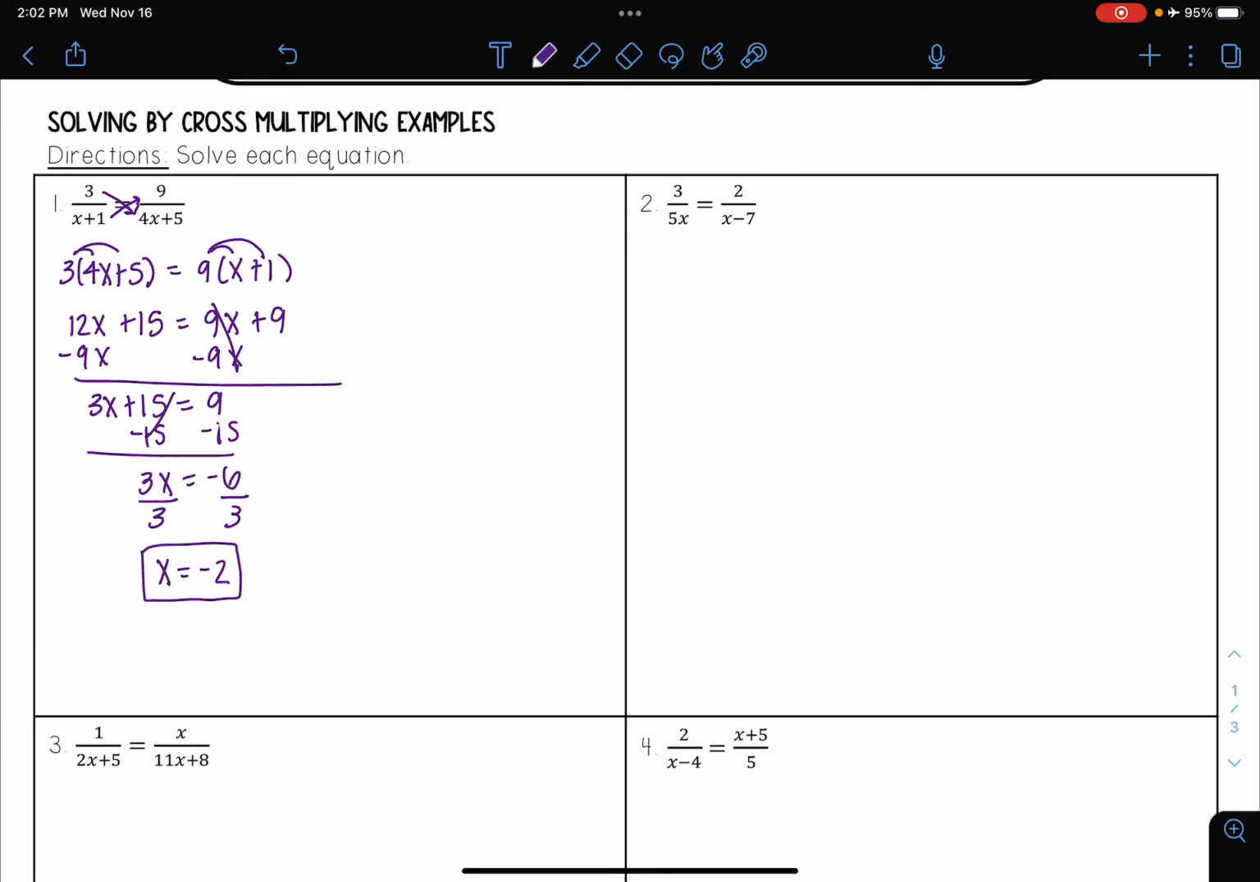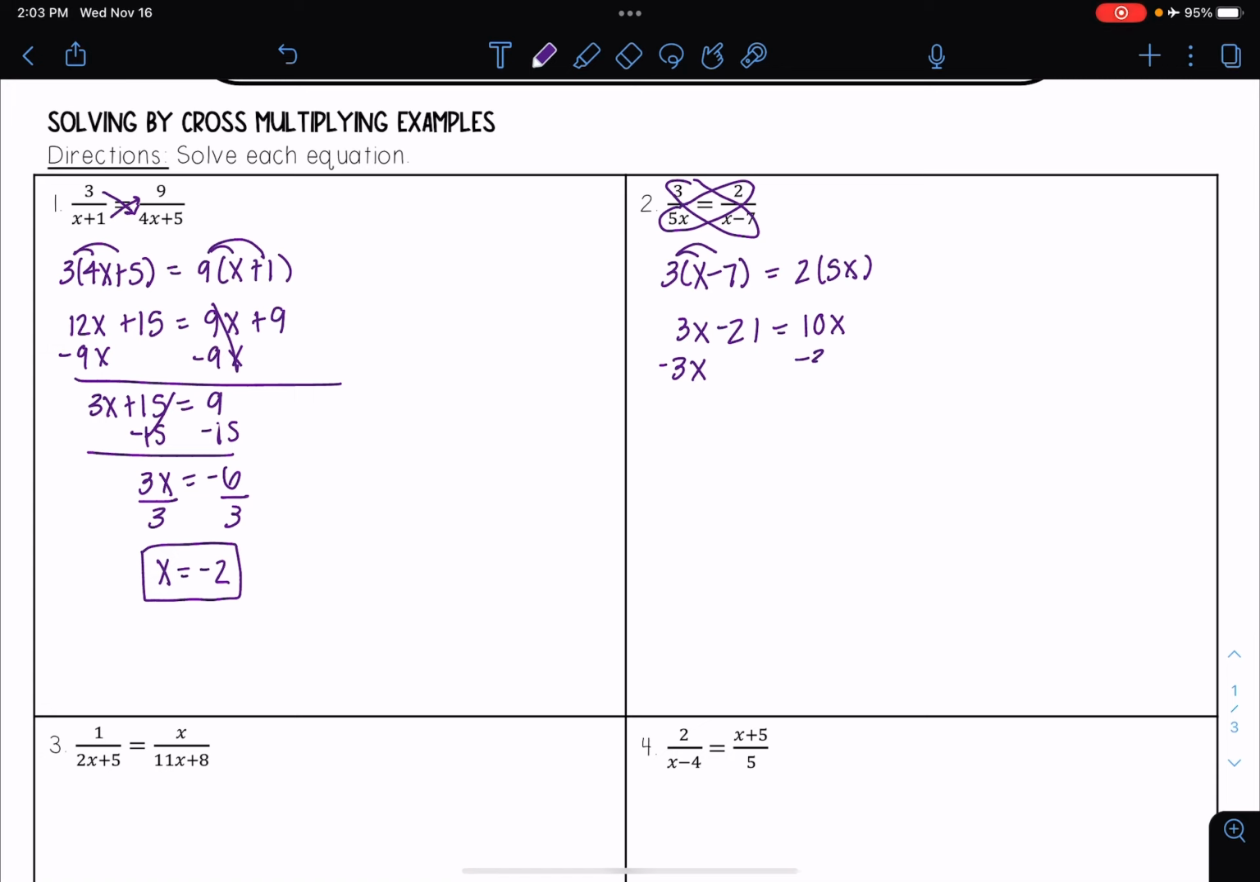Let's try some more. So here I have 3 over 5x is equal to 2 over x minus 7. I have fractions equal to fractions, so I can use cross multiplication. So I do 3 times x minus 7 is equal to 5x times 2. 3 times x, I get 3x. 3 times negative 7, I get negative 21. And then 2 times 5x, I get 10x.